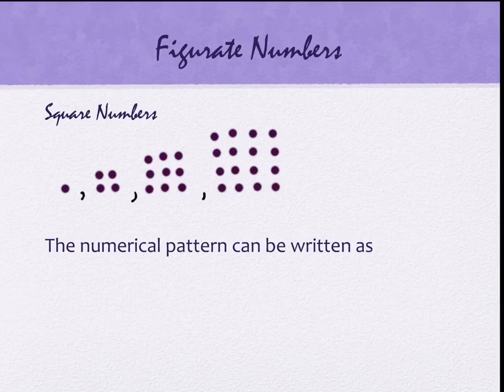So the first one has 1 dot. How many does the second one have? 4. The third one? 9. 16. So without even drawing it, can you tell me what the next one's going to be? It's 25. Now you might have been able to tell me it's 25 based on the fact that you recognize it's going to be a 5 by 5 rectangular square shape, right? Like that's fine.